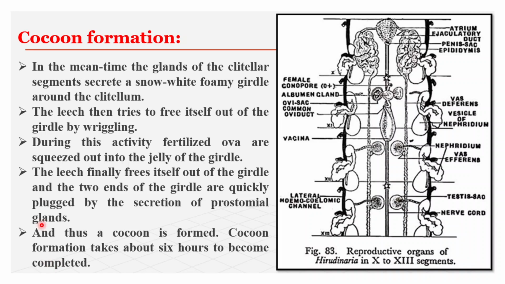See, very interesting function it is. So the fertilized eggs get attached into the jelly-like snow white foamy girdle, and the opening of the girdle stiffens, and the fertilized eggs are stored in that structure, and that structure is the cocoon in which the fertilized eggs are stored. Thus the cocoon is formed. Cocoon formation takes about 6 hours to be completed.